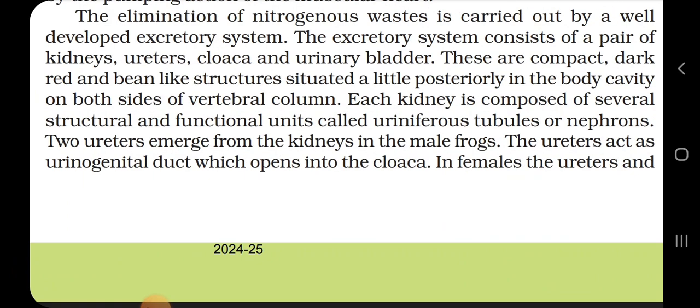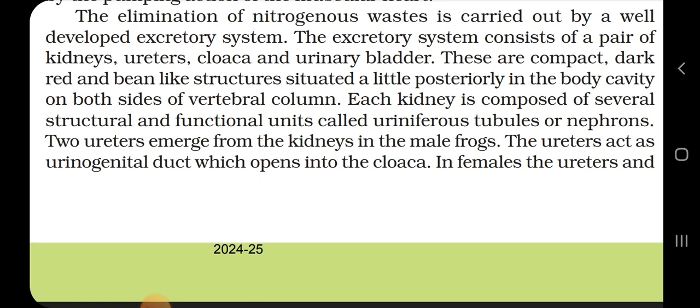The elimination of nitrogenous waste is carried out by the well-developed excretory system. The excretory system consists of a pair of kidneys, ureters, cloaca and urinary bladder. The kidneys are compact, dark red, bean-like structures situated a little posteriorly in the body cavity on both sides of the vertebral column. Each kidney is composed of several structural and functional units called uriniferous tubules or nephrons. Two ureters emerge from the kidneys in the male frogs.